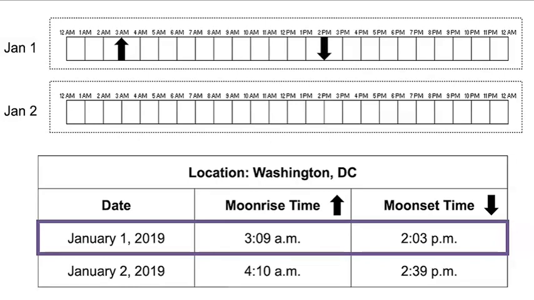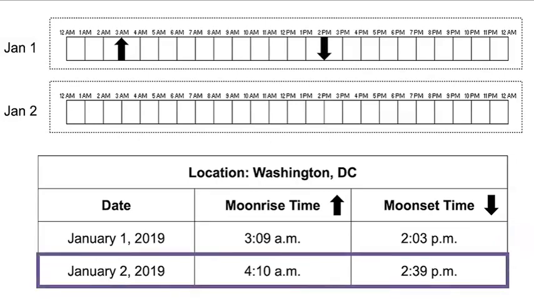Now let's look at January 2nd, 2019. Moonrise time is at 4:10 a.m., so where should we add the up arrow? The closest half hour is 4 a.m., so we will add an up arrow to mark 4 a.m. on the timeline. And now let's look at moonset time. The moonset time for January 2nd is 2:39 p.m., so we will add the down arrow to 2:30 p.m. since that is the closest half hour.